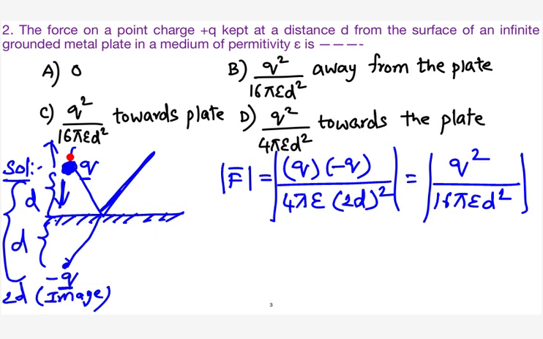It's very simple, right? Because see here, this is of positive polarity and this is of negative polarity. So it is going to move towards the ground plane because it is getting attracted by the minus q coulomb. So the force will be existing towards the ground plane. The magnitude will be q square by 16 pi epsilon d square and the force will be directed towards the plate.